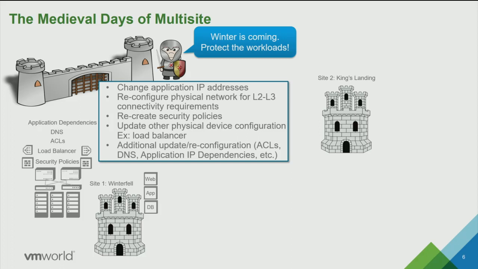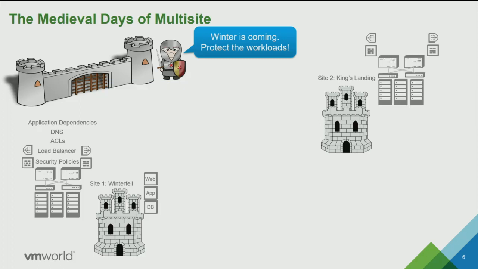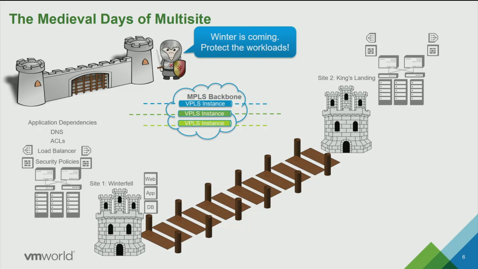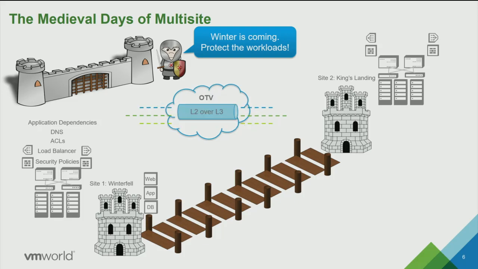So if you look at these traditional challenges, some of the traditional solutions have been things like L2 over dark fiber, where you're spanning VLANs. Now you have to deal with spanning tree, loop avoidance issues. Or VPLS over MPLS backbone, which is complex, requires long lead times, or a hardware-based solution like OTV. Now you have to have the same hardware on both ends, right?